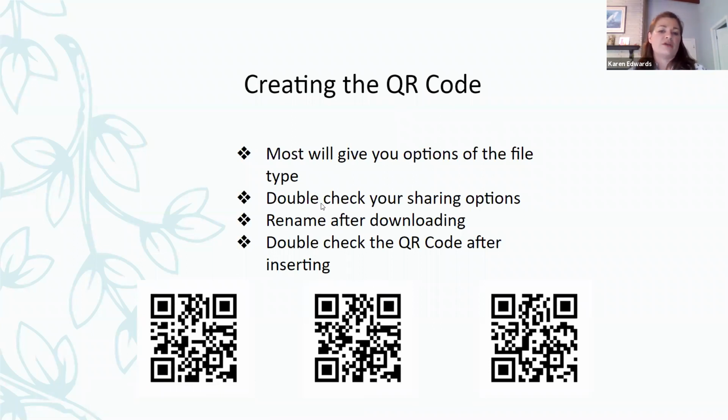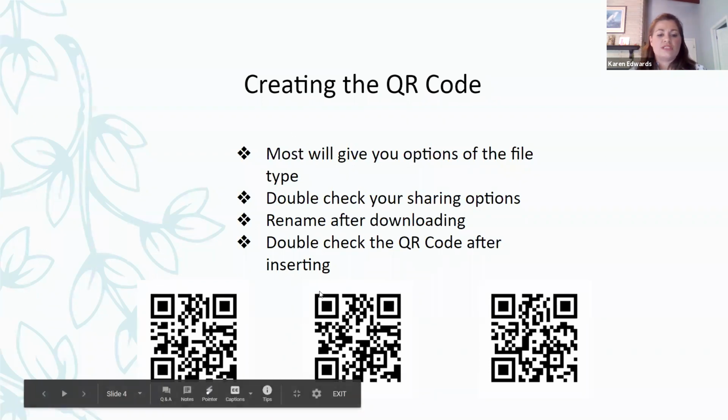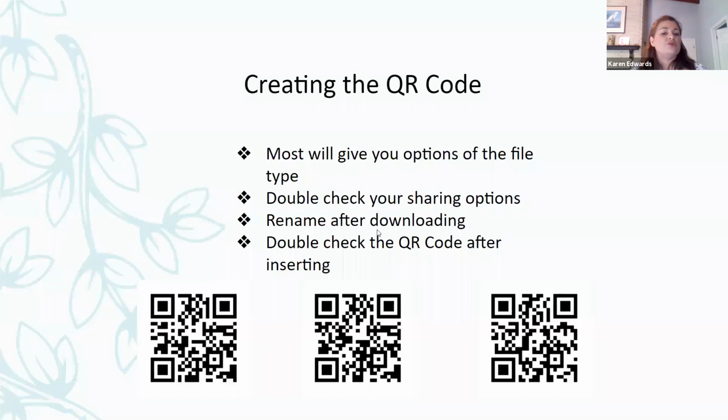So double check your sharing options when you do share these particular files. You want to make sure that your sharing options are available to anybody who has the link. And that was how you copied the link in the first document. Make sure that after you download the QR codes that you rename them. I promise you, you'll forget that 7-digit number that came after the QR code. And then you will have to constantly be checking the QR codes. And then still double check the QR code after you insert them.